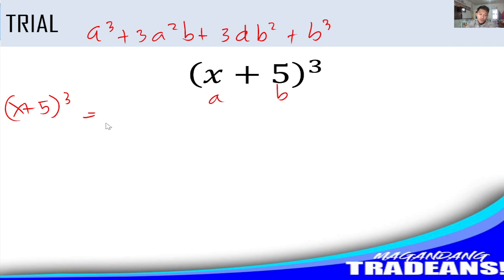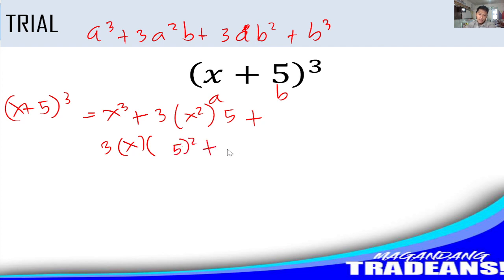Sabi po, A cube. What is A? That is X. X cube. Plus 3, what is our A squared? That is X squared. B, what is our B? That is 5. Plus 3A, hindi na magsulat. Plus 3A, what is our A? That is X. Then our B squared, that is 5 squared. Plus B cube. 5 times 5 times 5, so that is 125.